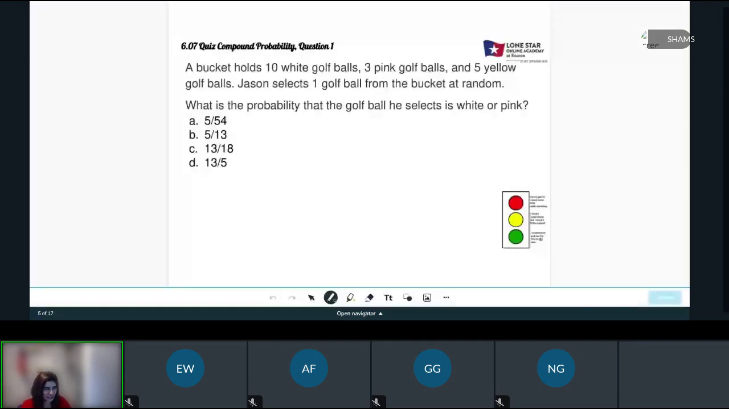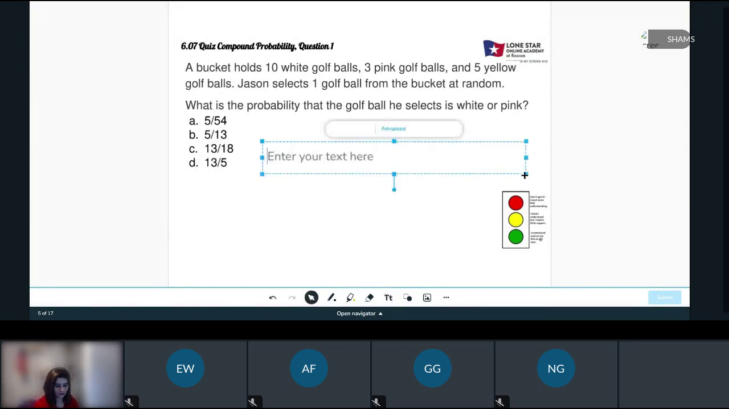And here is the third variety of question 1. A bucket holds 10 white golf balls, 3 pink golf balls, and 5 yellow golf balls. So let's find the total number of golf balls. 10 plus 3 plus 5, altogether 18. There are a total of 18.